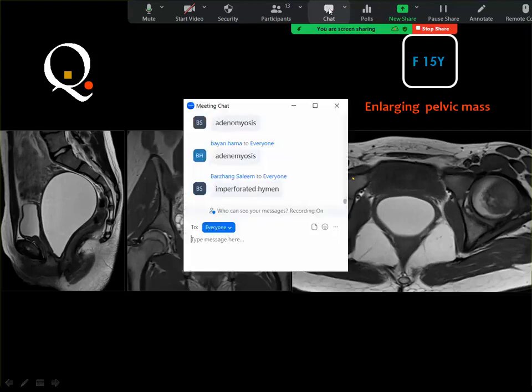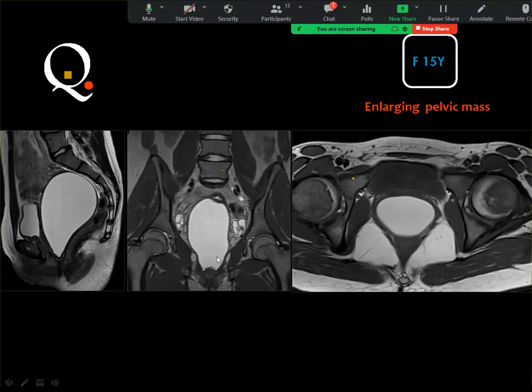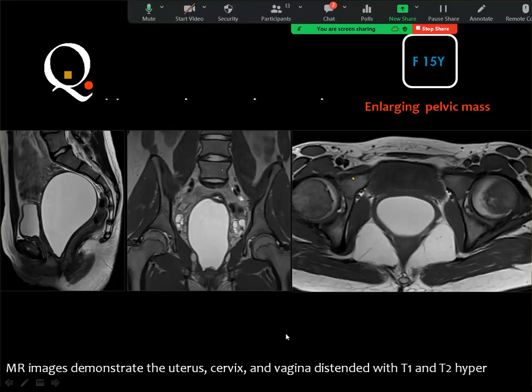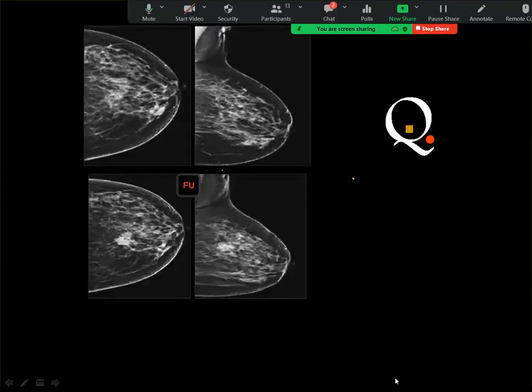mass, imperforate hymen with hematometria and hematocolpus. I mean, this is the vagina, which is markedly distended by fluid, and in this age group you consider blood. Then this is hematocolpus. If you also can identify that the uterus is involved, but you cannot identify this in these images, you say hematometrocolpus. Next case is a mammogram.